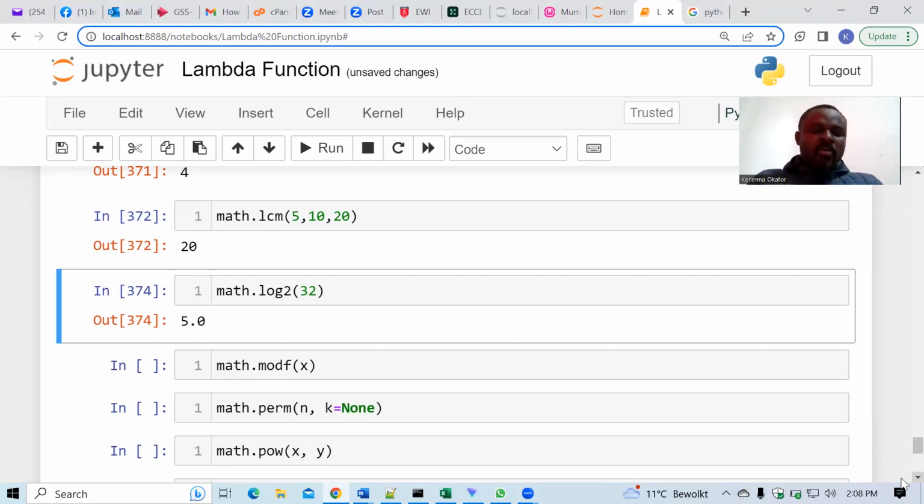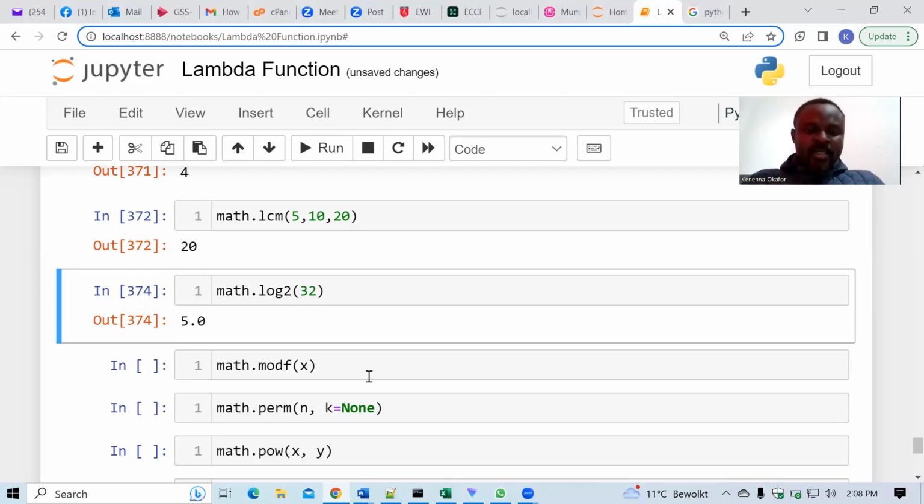I'm just trying to simplify things, guys, without going into very complex mathematical explanations. Okay, now what about the modf? We looked at the fmod. They can be quite confusing. The fmod gives us the modulus value, but the modf takes one argument and gives us a tuple of the integer part and the fractional part of that floating point number.